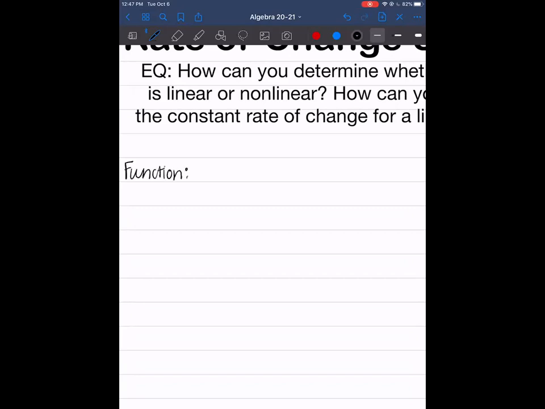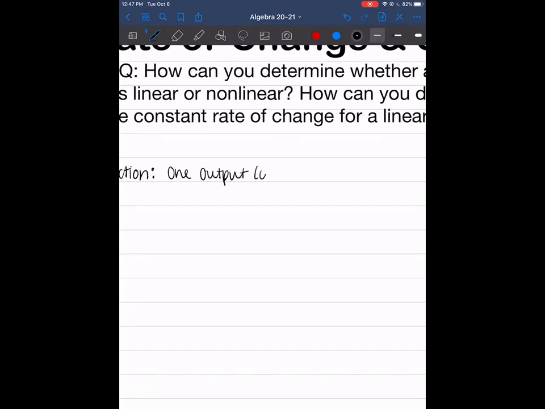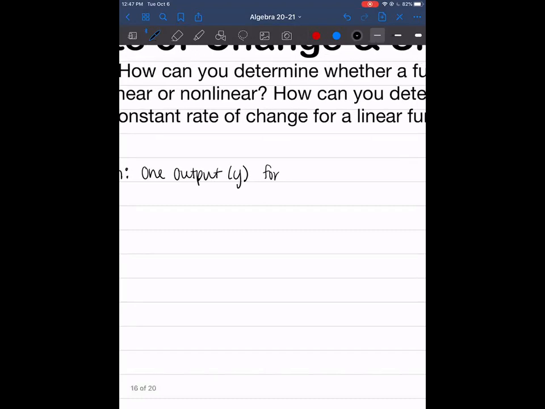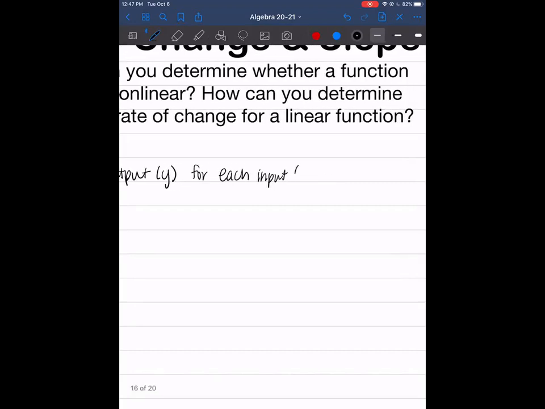After our quiz, you should be feeling confident in knowing that for a function, this means that we have one output or y value for each input or x value, meaning for each x value, there's only one y value.